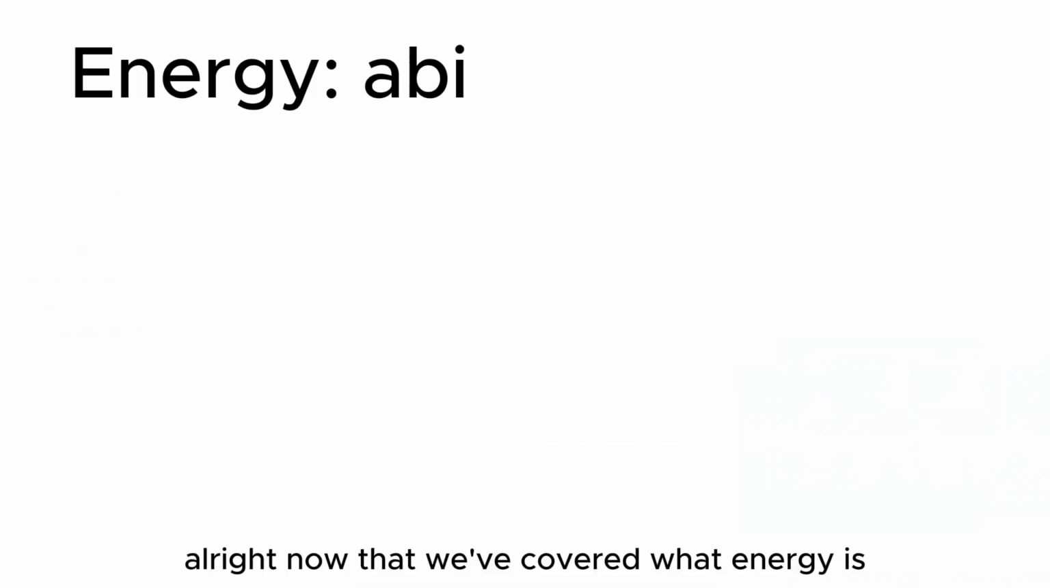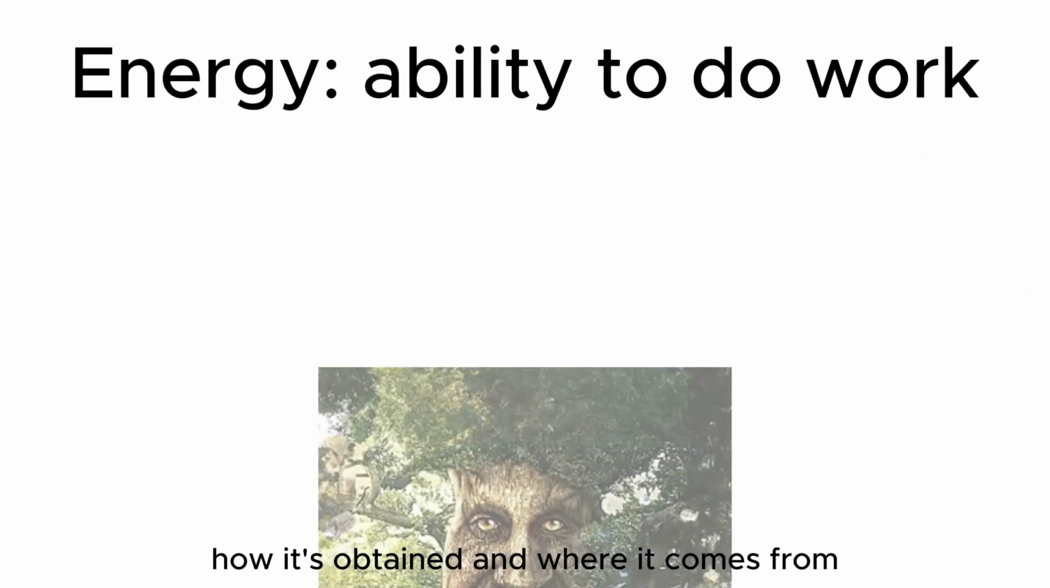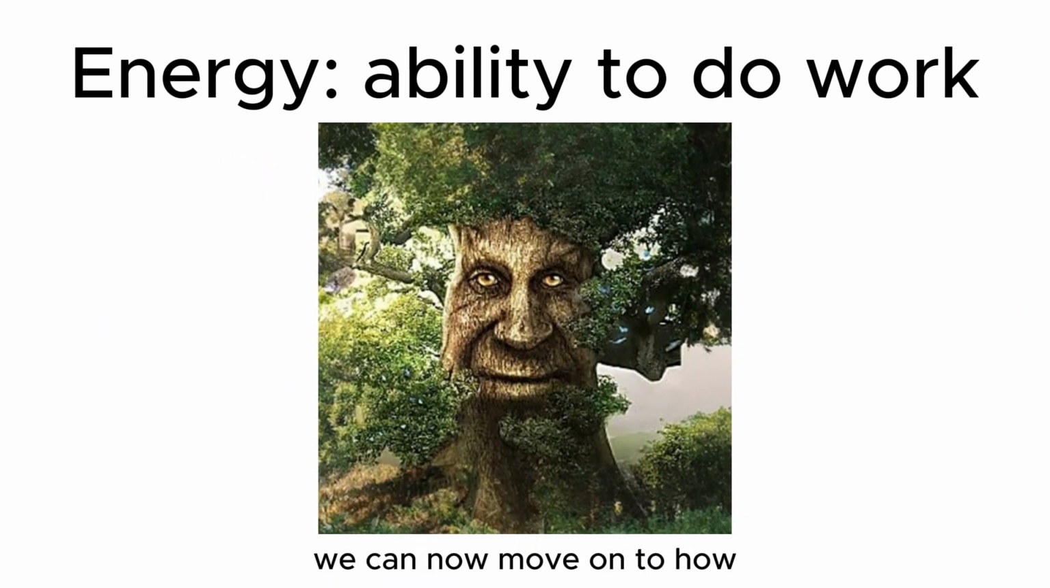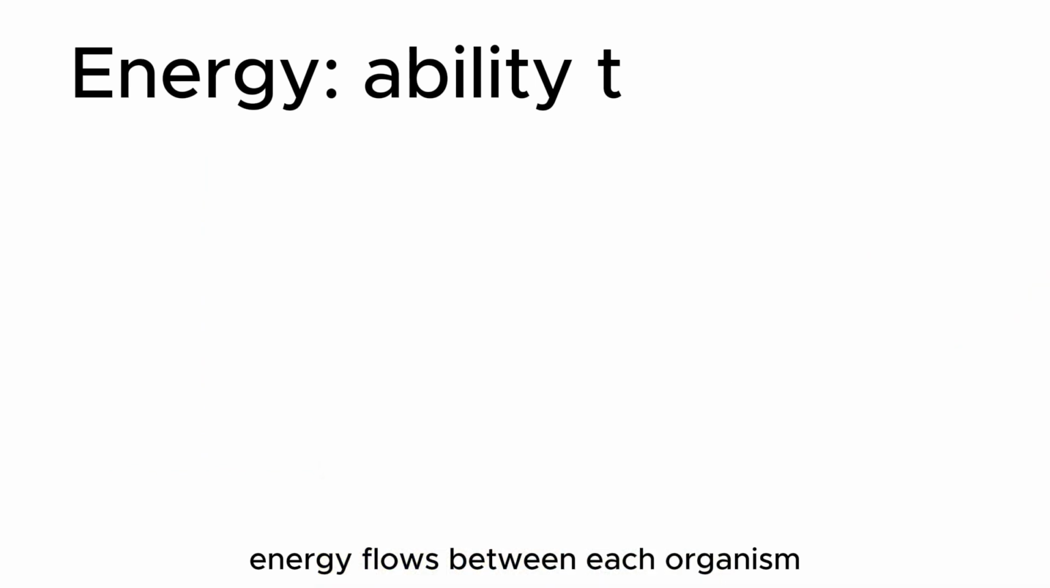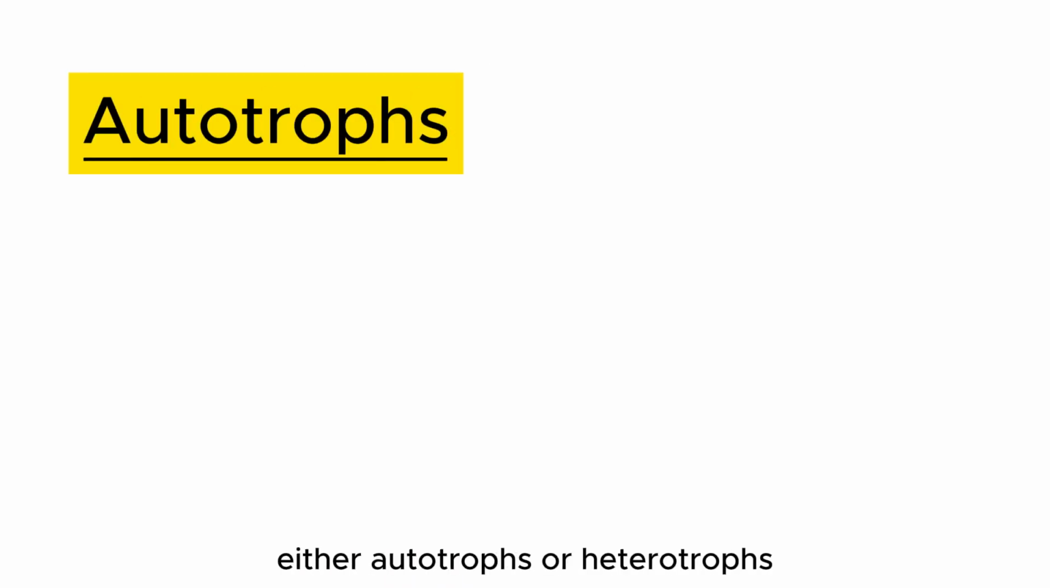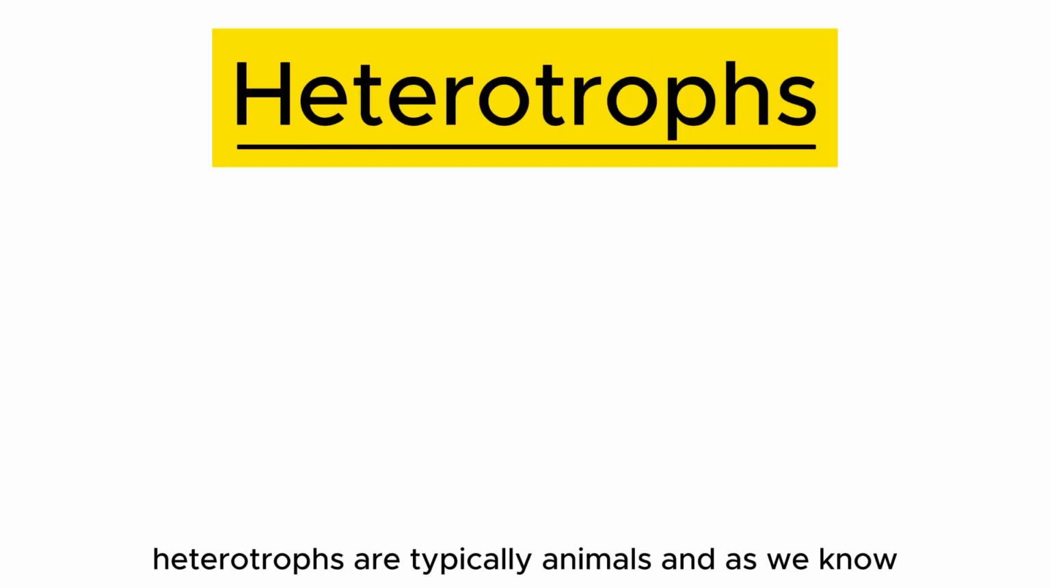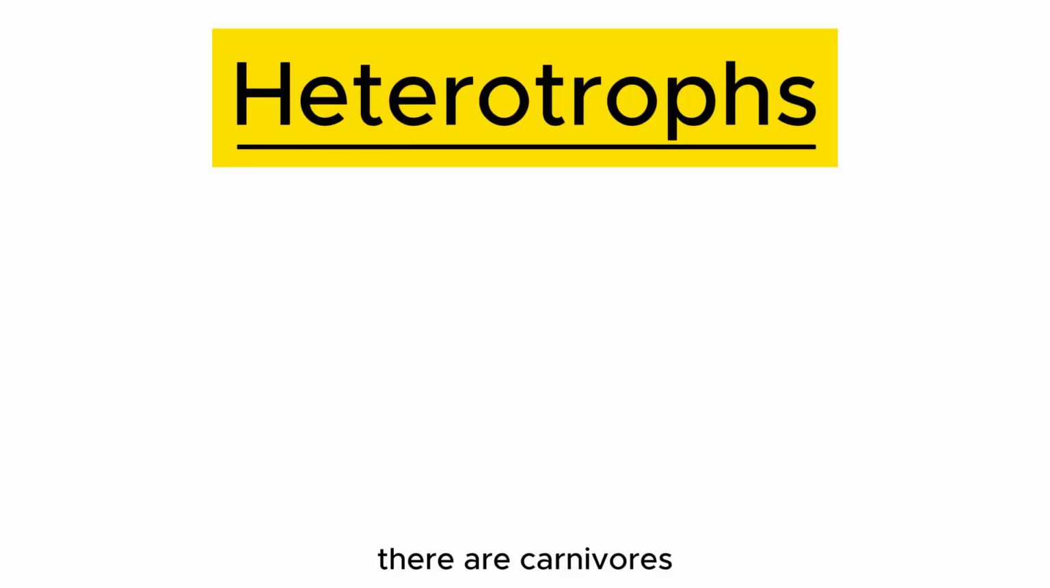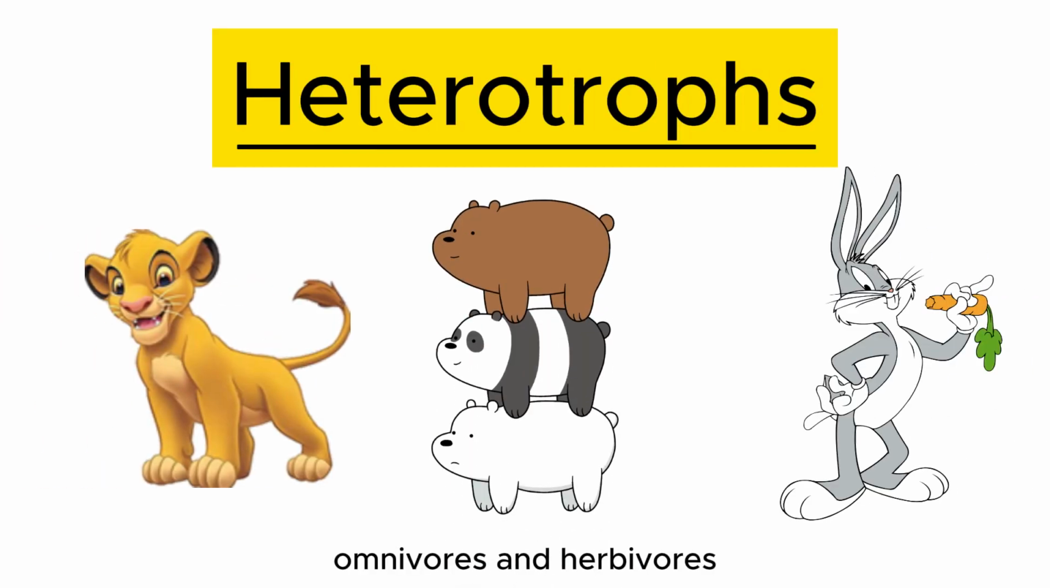Alright, now that we've covered what energy is, how it's obtained, and where it comes from, we can now move on to how energy flows between each organism. As mentioned before, there are organisms who are either autotrophs or heterotrophs. Heterotrophs are typically animals, and as we know, there are carnivores, omnivores, and herbivores.